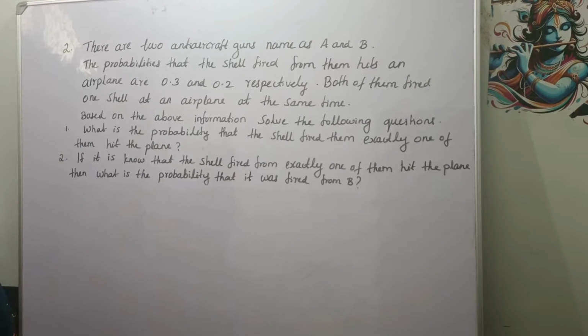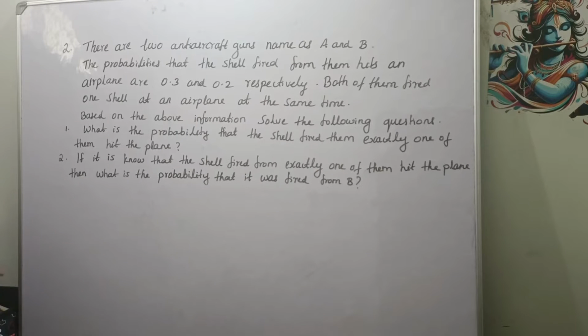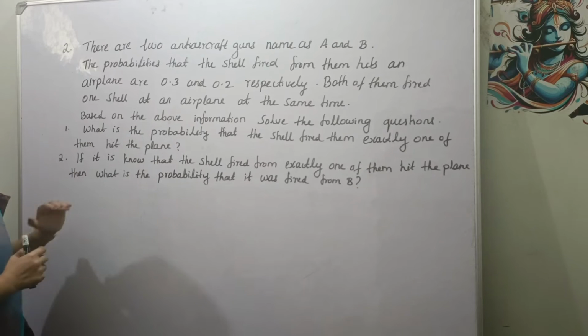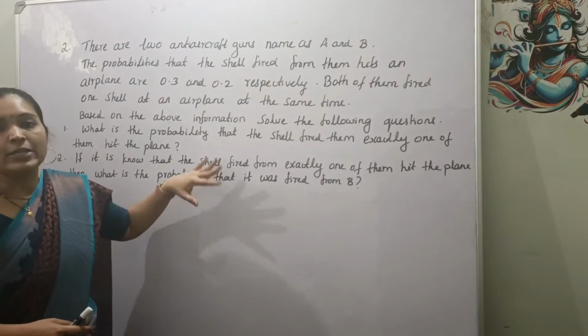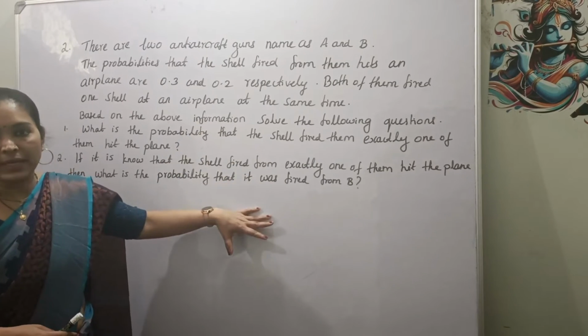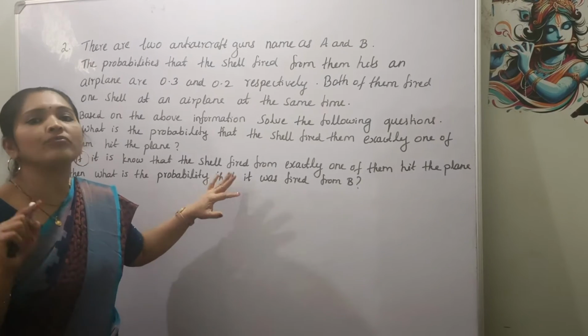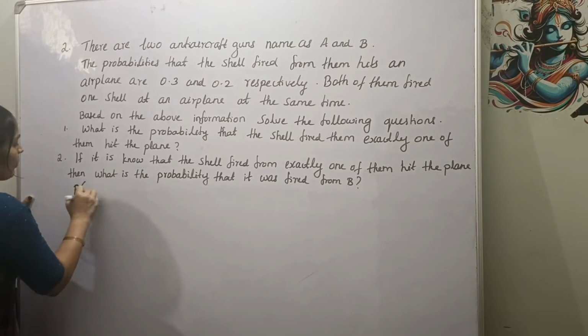Second question: if it is known that the shell fired from exactly one of them hit the plane, then what is the probability that it was fired from B? Look at this one carefully. It is known that, means it is given that. So here we have to find the conditional probability, that is the probability that it was fired from B, given that the shell fired from exactly one of them hit the plane.